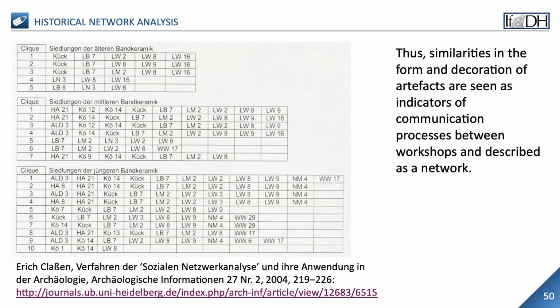Thus, similarities of objects, in terms of shape and decoration, are also seen as indicators of communication processes between workshops and described as a network. In the example shown here, the focus was on the similarities in pottery decoration, which serve as an indication of communication networks between settlements of the so-called Bandkeramik culture in the Rhineland.